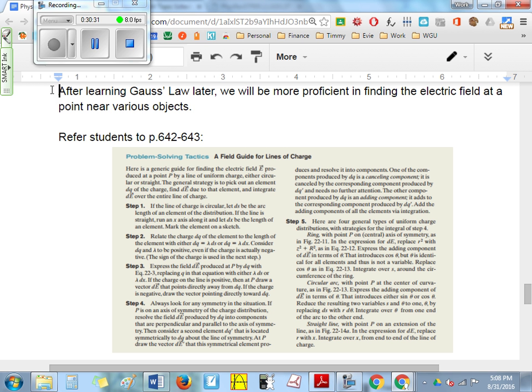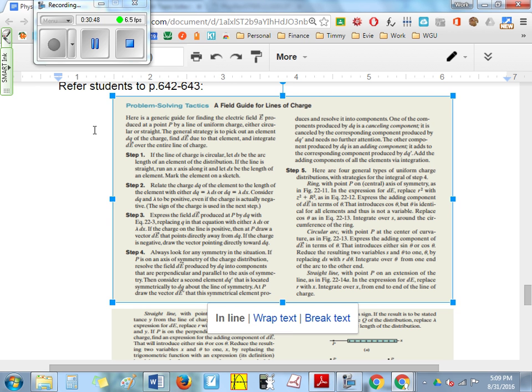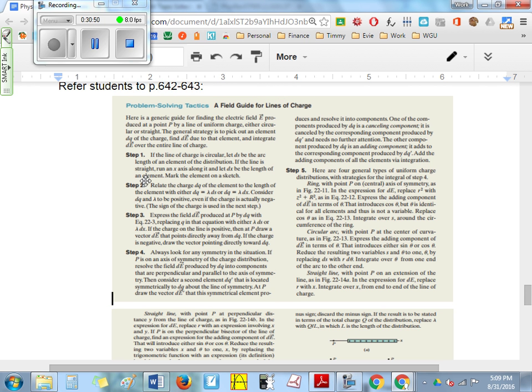And we're going to be able to do it at points near various objects, whether it's a dipole, a ring of charge, or a disk of charge. We will have better and faster ways to do that later. I want to refer you to page 642 in our book. This is just excellence right here. So, as you can see, this is very tedious work and very challenging work. So I wanted to show you kind of what our book says about it.